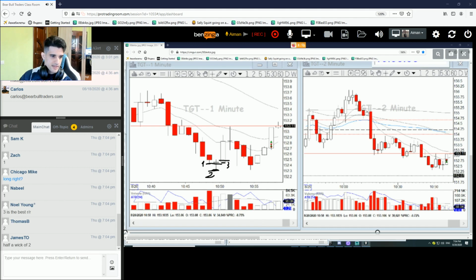If I can catch an entry somewhere right there. And yes, you can also use half of the week somewhere here. All of them are good stop losses. This is offering you the best risk to reward, but it's a little bit risky.